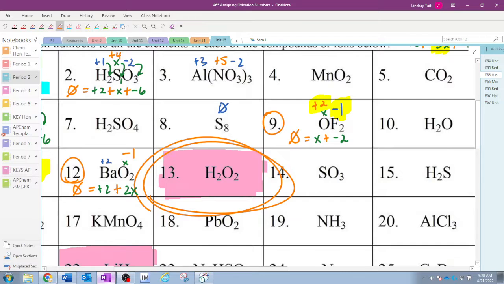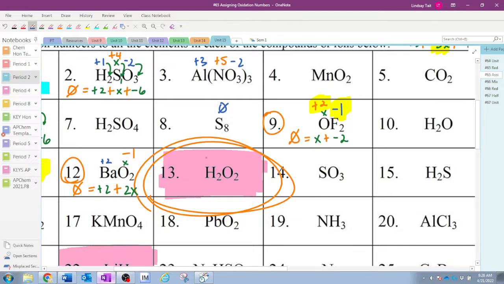So if you didn't know that was hydrogen peroxide, hey, welcome to hydrogen peroxide. H2O2 is hydrogen peroxide, and in hydrogen peroxide, the exception is the oxygen. That's the only time reading the rules on the front might have helped, because it does say that peroxide's oxygen is -1. Other than that, just hydrogen peroxide, oxygen is the exception. The peroxides are the exceptions.